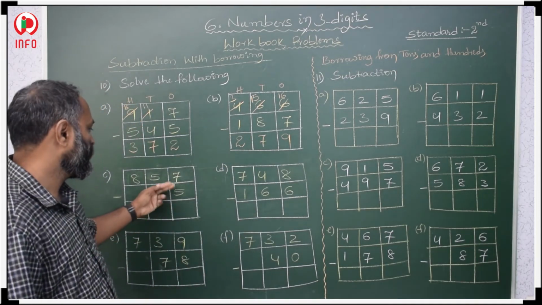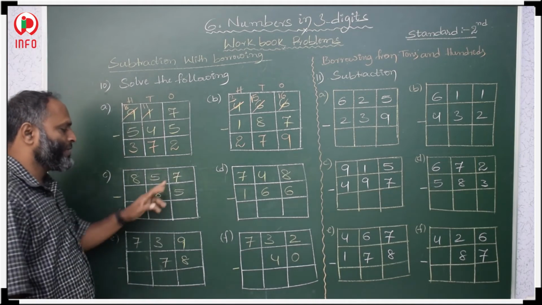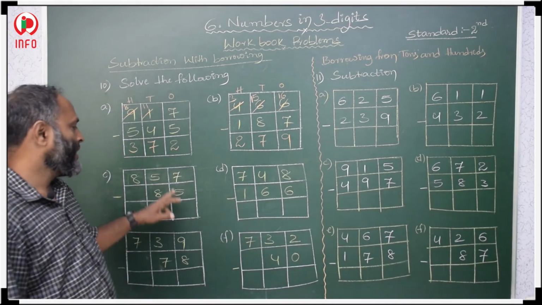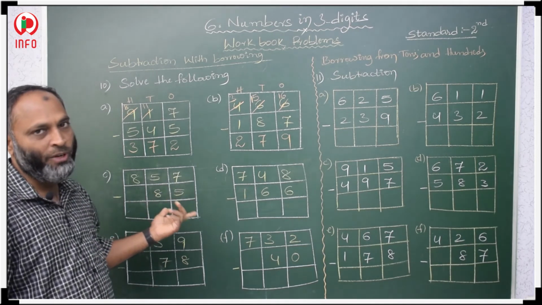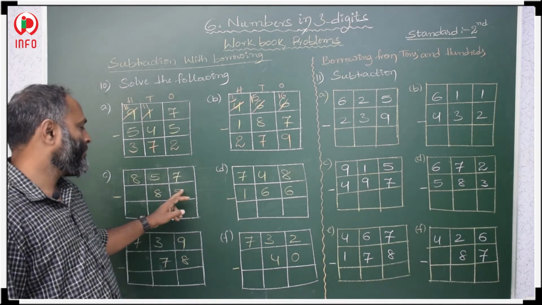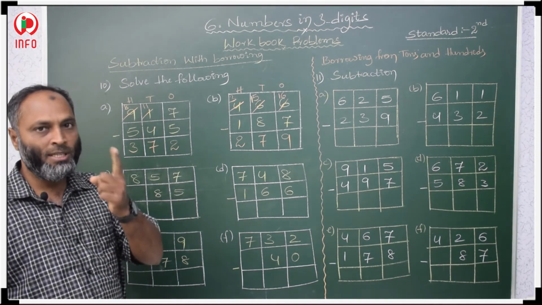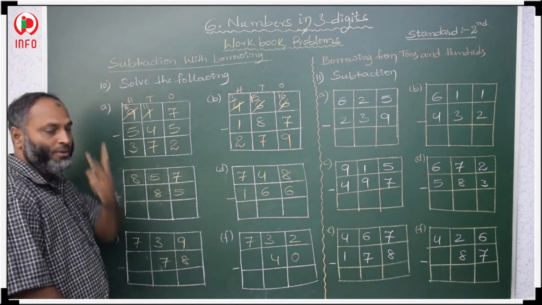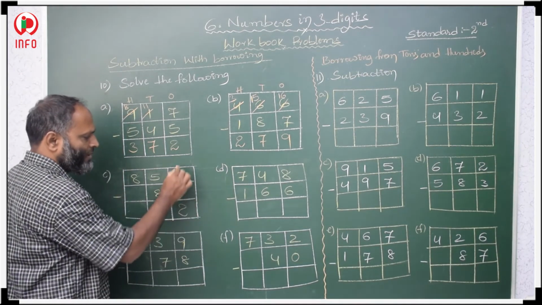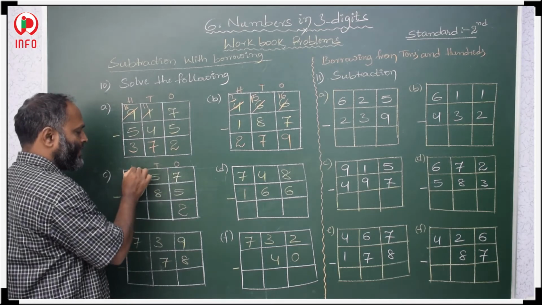279. Next, 7 minus 5. 7 minus 5, it is very easy. 7 is bigger, then we can minus it. No need to take borrow. Then 6 to 7, we have to count. 6, 7. It is 2. This is 1's place, 10's place, and 100's place.